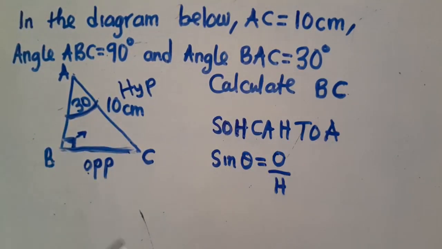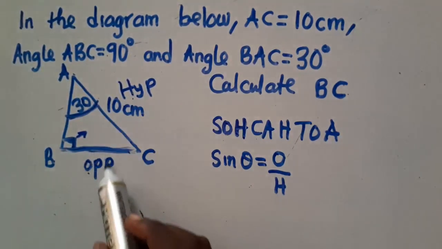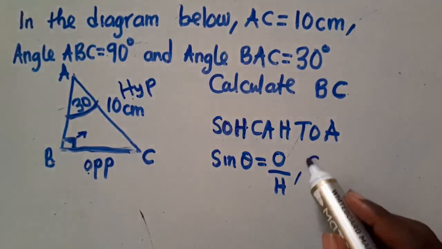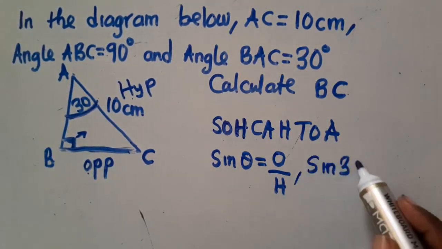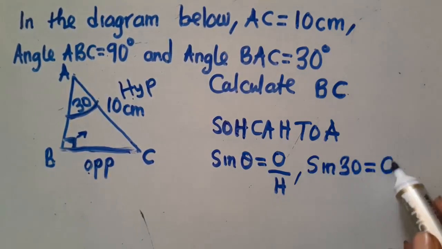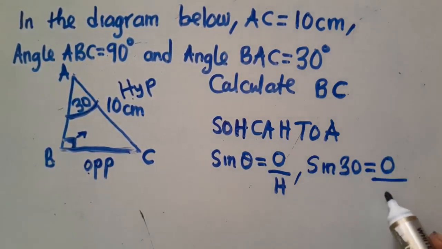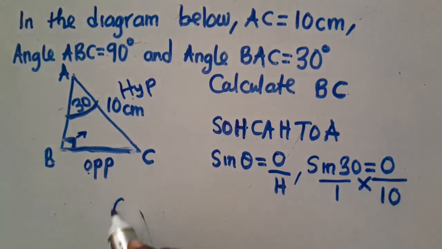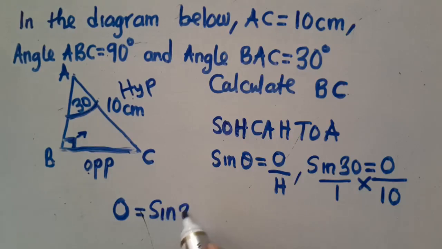This is what we are going to use, because hypotenuse is given, opposite we don't know, but it is the one that we want to find. So like this, you say sine, what is the angle given? Angle given is 30, which is equal to opposite, the one you want to find, over what is the hypotenuse? Hypotenuse is 10, like this. So you say over 1, then you cross multiply. So when you cross multiply, the opposite is equal to sine 30 times 10, like this.